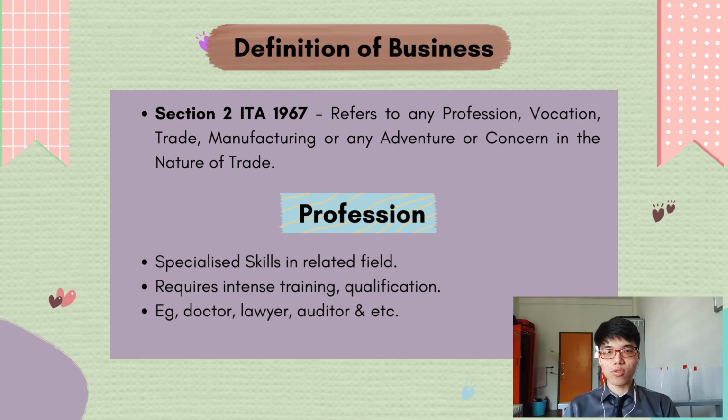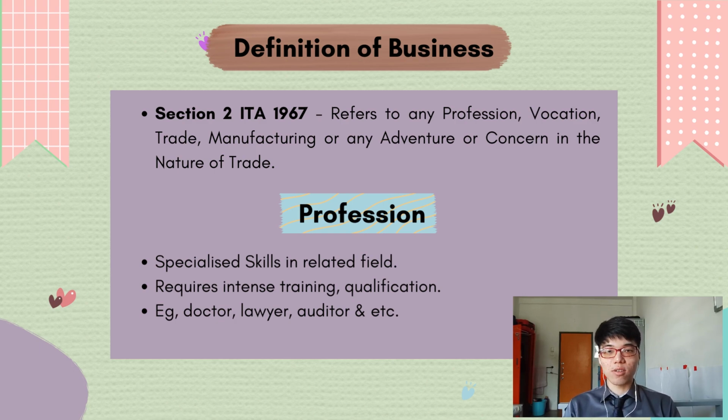Okay, so to understand more whether a job is considered a profession, and whether the income earned is from a business or from an employment, we'll take a look at these different types of sources. The first one is profession. What is a profession? A profession is basically a job that requires a specialized skill in a certain area. It usually requires a lot of intense training, qualification, and certification. You can think of a profession like a specialist. How do we consider a job as a profession?